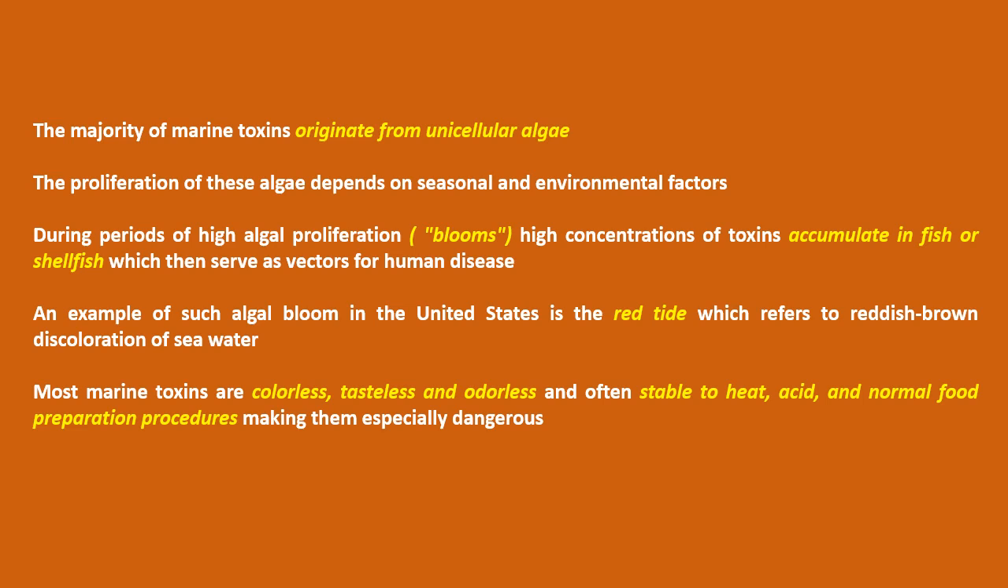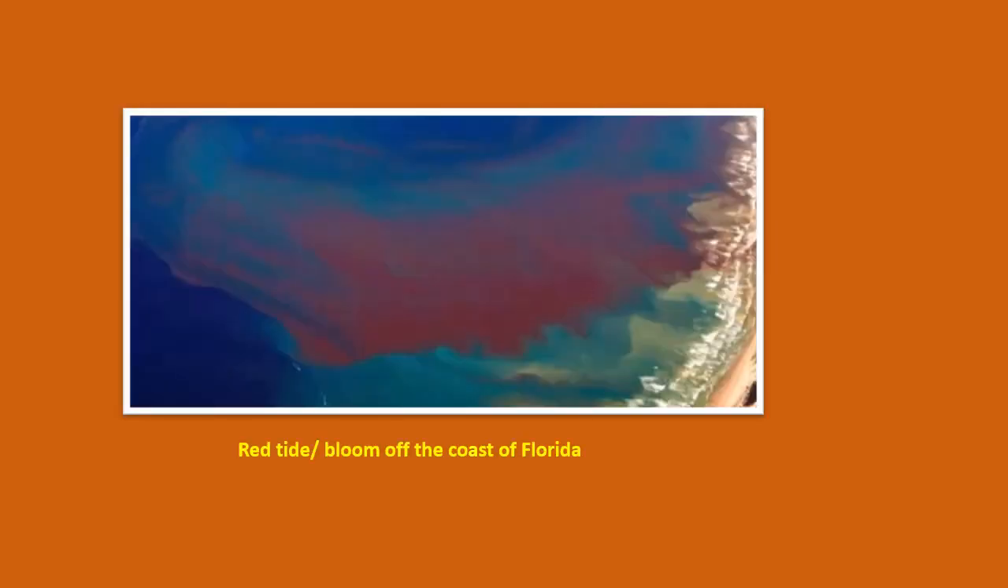An example of such algal bloom in the United States is the red tide, which refers to reddish-brown discoloration of seawater. Most marine toxins are colorless, tasteless, and odorless, and often stable to heat, acid, and normal food preparation procedures, making them especially dangerous. This picture shows a red tide or algal bloom off the coast of Florida.